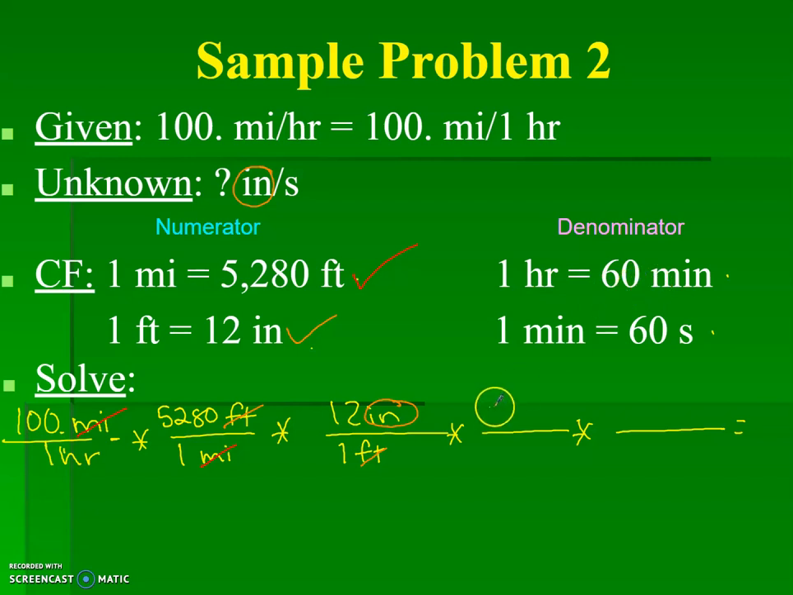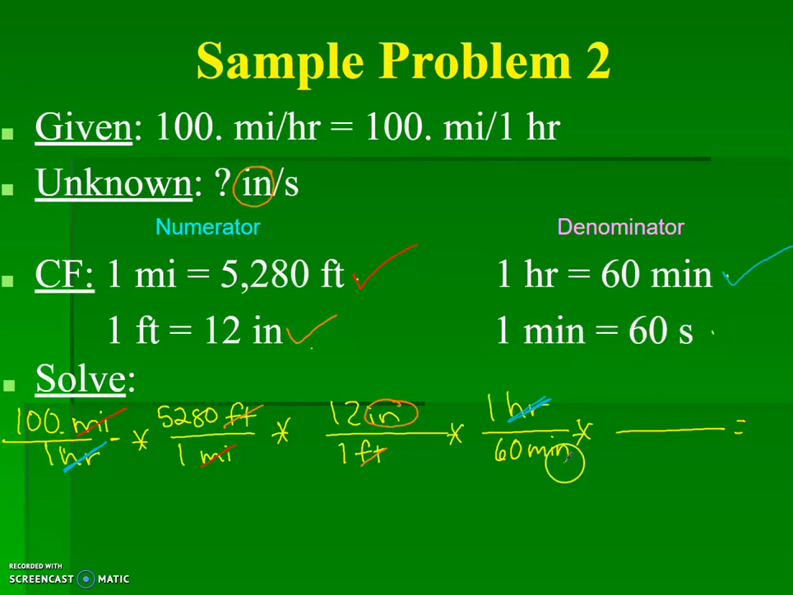1 hour equals 60 minutes. So 1 hour goes here, 60 minutes goes in the denominator. And what that does is it cancels out hours and hours, leaving minutes in the denominator now. But I don't want inches per minute, I want inches per second. So I have to do one more conversion factor.